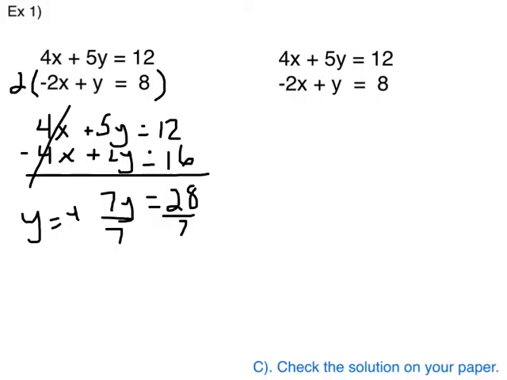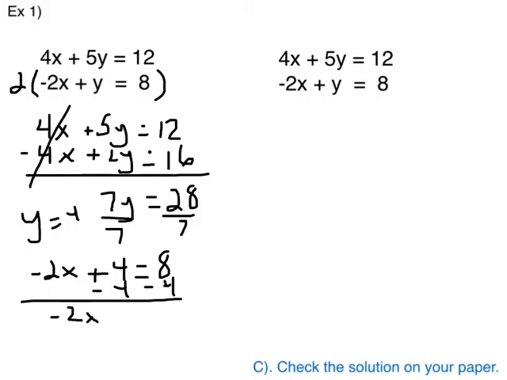I will take the negative 2x, and then we know our answer for y is 4, so plus 4 has to equal 8. And I will move the 4 to the other side by subtraction. I get negative 2x equals 4. And so x turns out to be, once I divide by a negative 2, divide by a negative 2, I actually get x is a negative 2. So my answer is negative 2 comma 4.